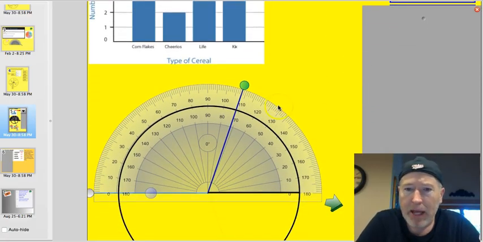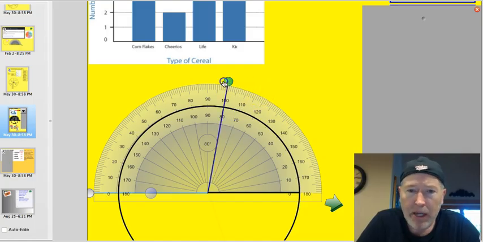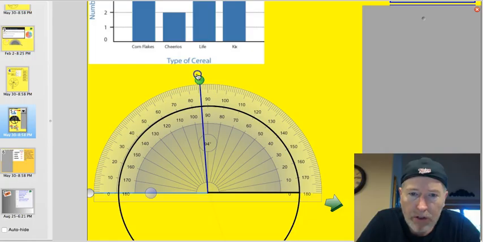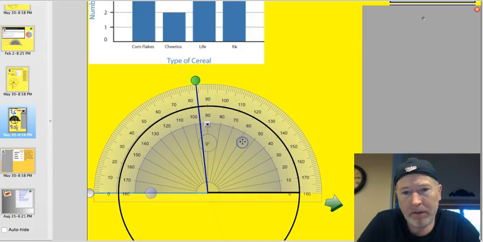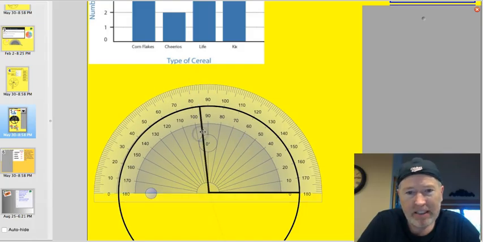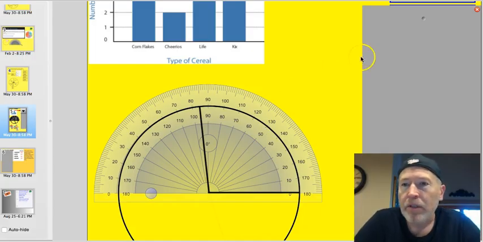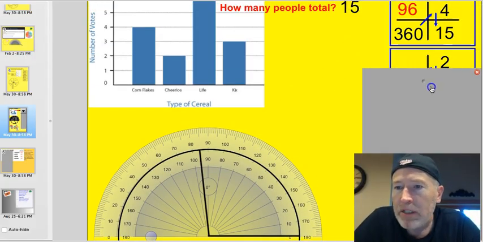So I could pop that in. I take a look at it. Here, this would be a 90-degree angle, right? So let's keep going here. This would be 95. 96 would be right about there. And there, I got it popped in. There's my 96-degree angle. All right, let's do a couple more of these things.